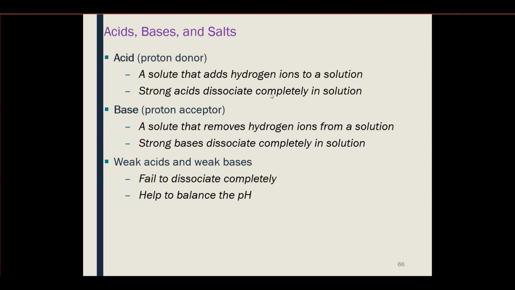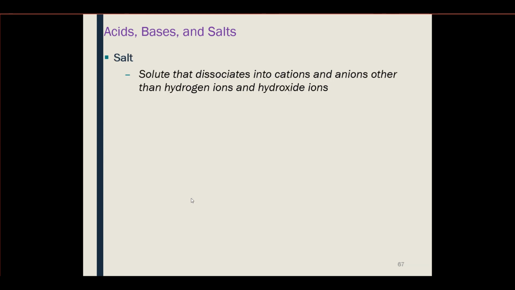A base is a solution that, watch this, removes hydrogen ions from a solution. So these are going to take hydrogen ions out, and we're going to tend to see more OH. And then finally, guys, weak acids and bases. I kind of mentioned this before. A weak acid fails to completely dissociate. We actually use these weak acids and bases to act as buffer systems, which help to balance the pH. Again, buffer systems is a little bit beyond the scope of this course. That's something that's covered in more detail in A&P2. We'll talk a little bit about it on our last slide.